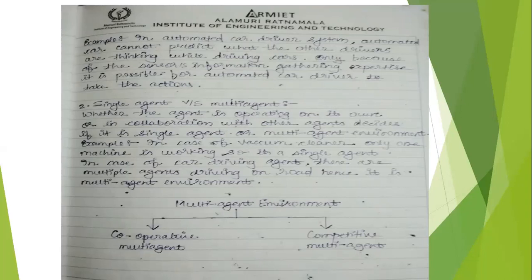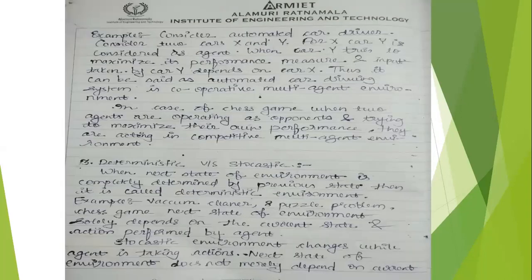In the multi-agent environment, an example is car driving. There are various cars driving, and there is coordination between the cars most of the time when they're driving on the road. There are multiple machines working, so it is an example of a multi-agent environment. The multi-agent environment is classified into two types: cooperative multi-agent and competitive multi-agent.